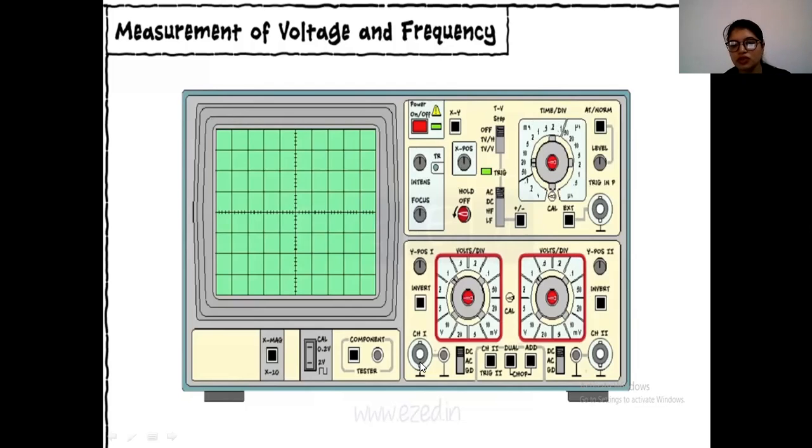As we have two channels here, channel 1 and channel 2, if we connect both channels, we would be able to see two waves, that is the input wave and the output wave. Channel 1 is controlled by this volts per division switch and channel 2 by this volts per division switch, and similar Y position 1 and Y position 2 switches have been given to you. Then there is the DC, AC or ground switch.